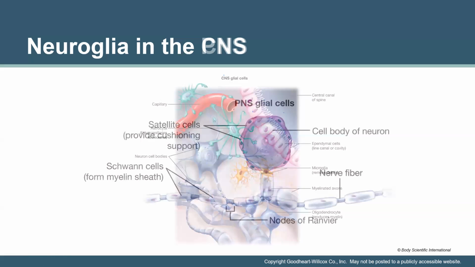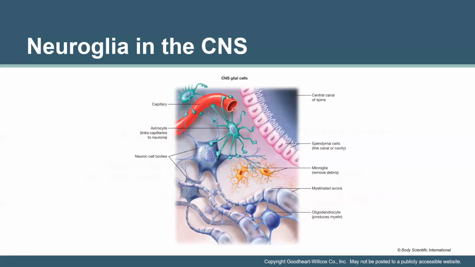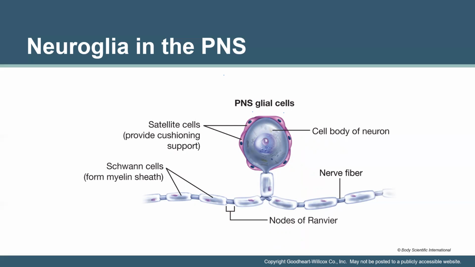So then when we get into the PNS, we have two types of cells there that we want to talk about. These are satellite cells. They serve as a cushion for neurons. And then we mentioned the Schwann cells again. So we have oligodendrocytes within the central nervous system that are responsible for producing the myelin around the axon of the neuron. Within the PNS, the Schwann cells are responsible for the production of the myelin sheath.